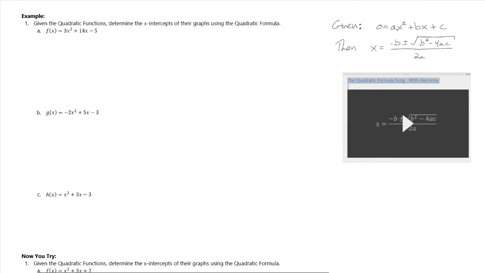Now, the nice thing about this formula is that it allows us to find the x-intercepts by just using arithmetic. We don't need to have any sort of factoring strategies or know anything else about how quadratic functions work in order to use this formula. All we need to do is know what the a, b, and c values are, plug them into the formula, and then work out the arithmetic. So let's take a look at the first example.